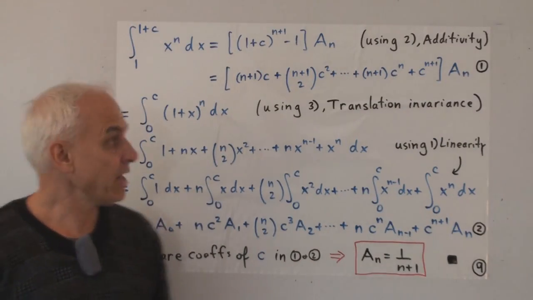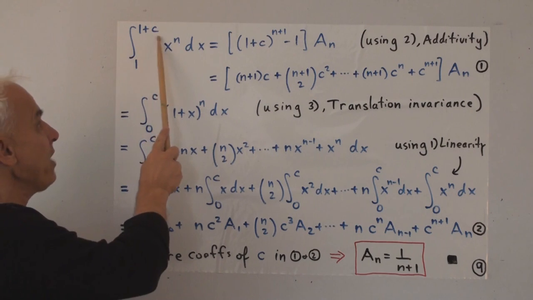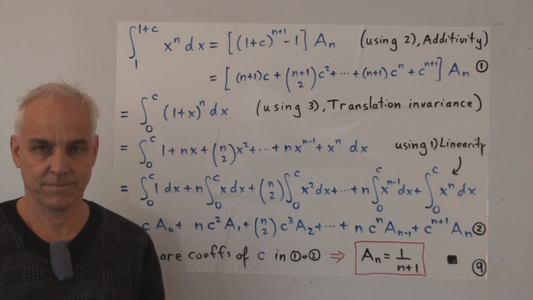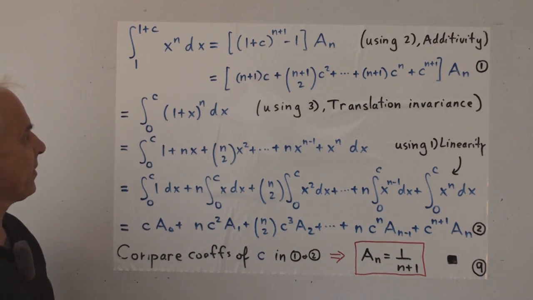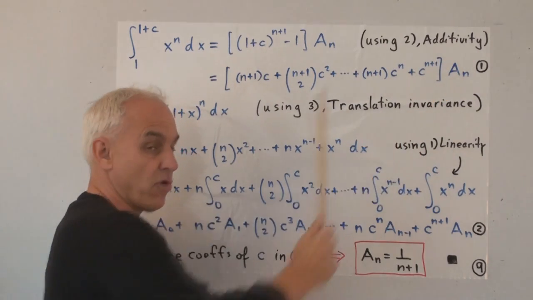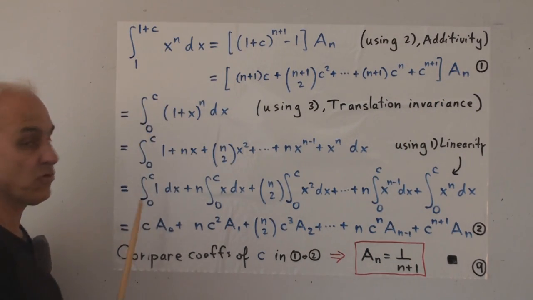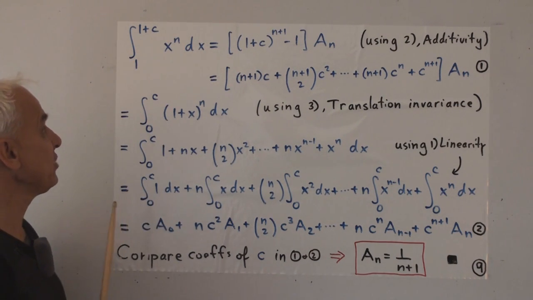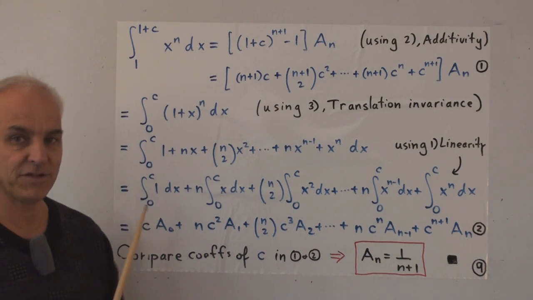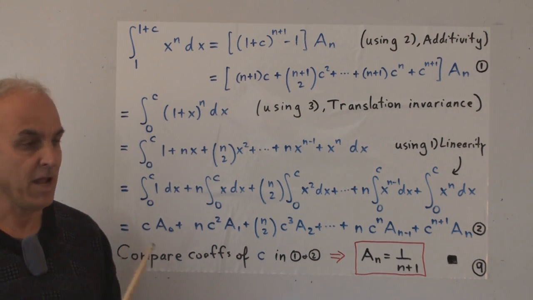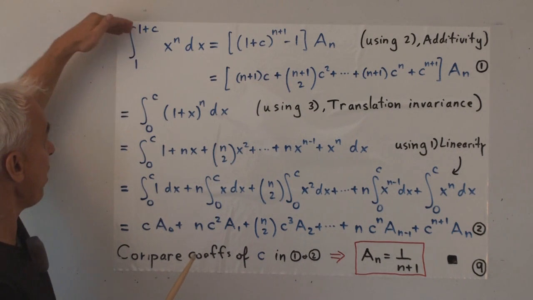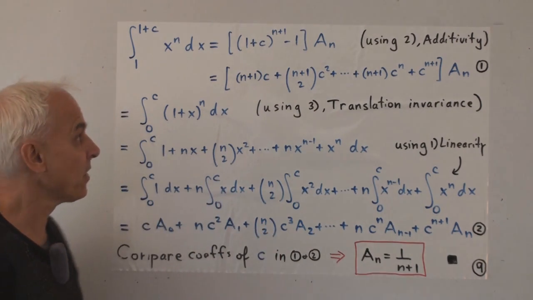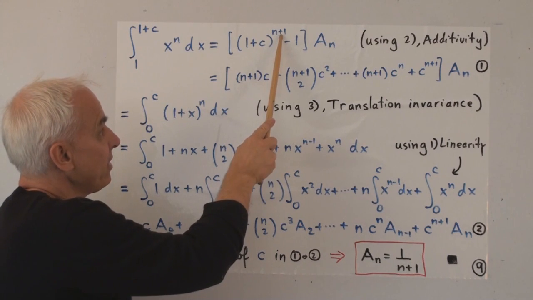All right, what we're going to do now is look at the integral from 1 to 1 plus c of x to the n dx. What do we know about this? Well, using the additivity property, we can write that as the integral from 0 to 1 plus c of x to the n dx minus the integral from 0 to 1 of x to the n dx. The advantage in doing that is the integral from 0 to 1 plus c of x to the n dx is, according to the formula that we've just established, 1 plus c to the n plus 1 times A sub n.